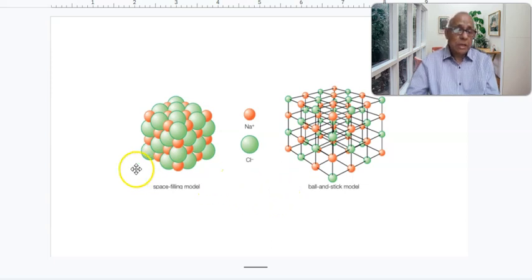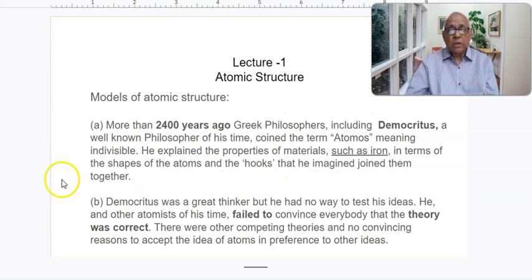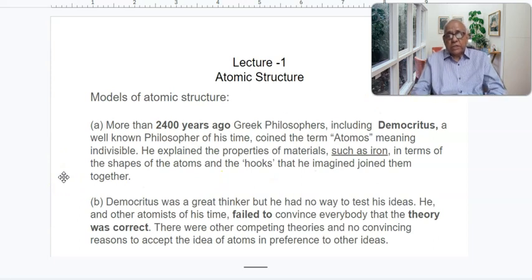So now I take the next slide where I talk about atomic structure, a little bit of history, and then go to the structure. The history: about 2,400 years ago, Greek philosophers, specifically Democritus, a well-known philosopher of his time, coined the term atomos, which means indivisible.